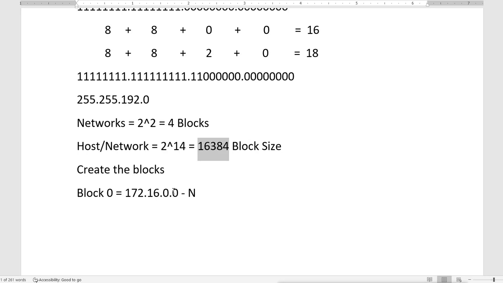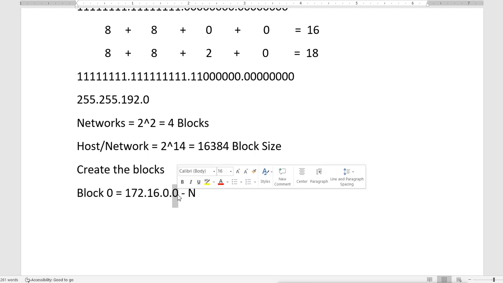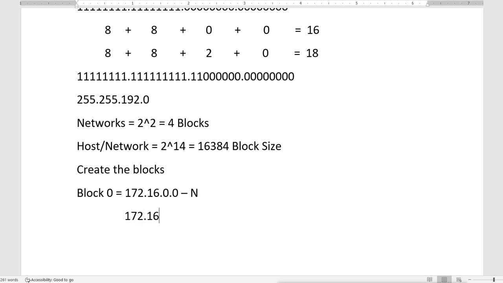In class C, you have only 8 bits as host, so it is easy to count the hosts. But here it is difficult to count this number of hosts. Why? Because in only one part, we cannot go more than 255. That means you will have to go from 172.16.0.255, and after 255 it will go back to 0 and this will become 1. But I have to add from 0, from network to broadcast.